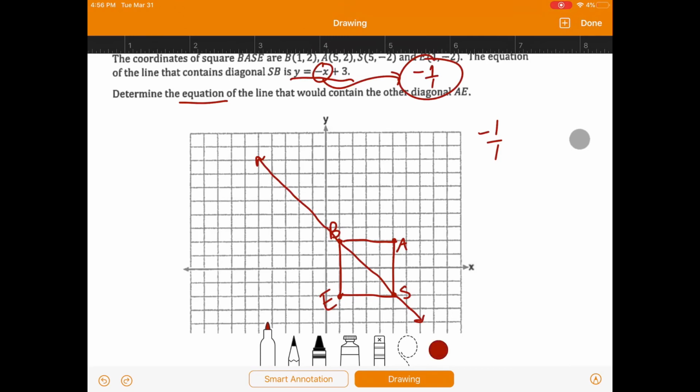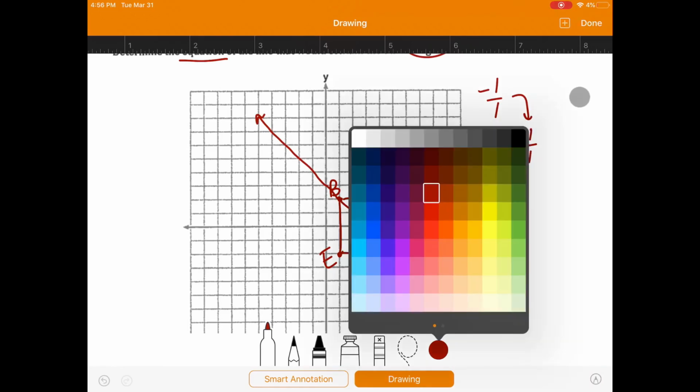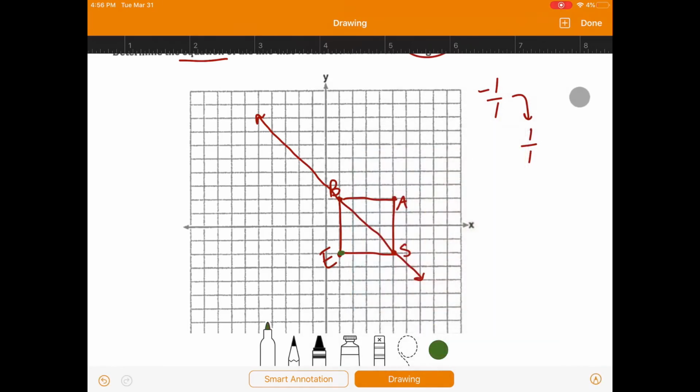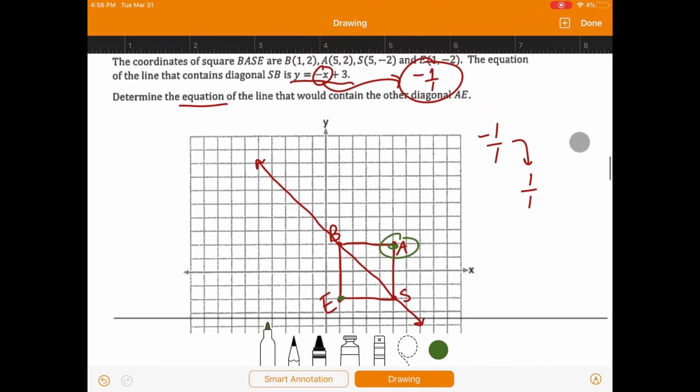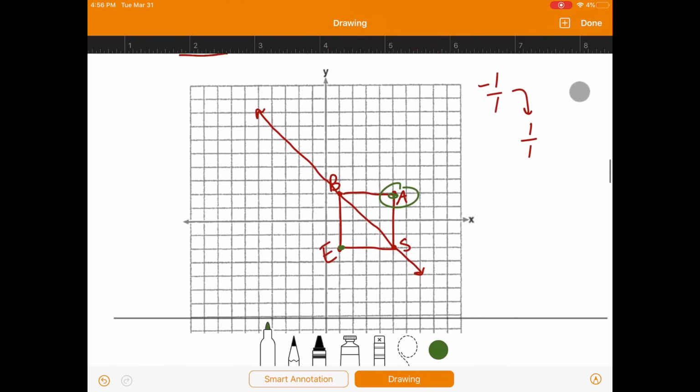The slope of diagonal lines in a square are always going to be negative reciprocals because they're perpendicular. So the negative reciprocal of negative 1 over 1 is going to be positive 1 over 1. And then we know that it's going to go through both of the points in the middle, these 2 points. So you can choose one of those and make that your x1, y1. In this case, I'm going to choose A because that's got positive numbers and that might be a little bit easier for us to plug in.